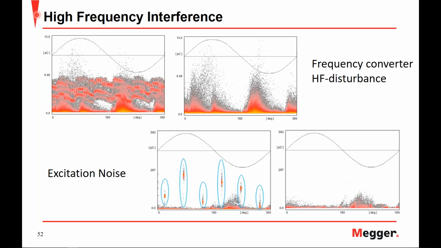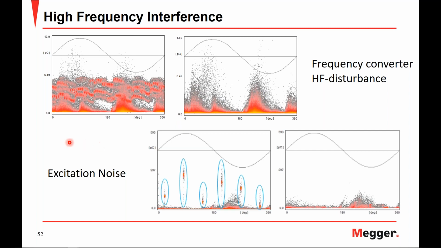Finally, we have an example of high frequency interference, where in the top example, we have high frequency disturbances introduced by a frequency converter on the same grid. And this can be seen in these lines here that are really not indicative of partial discharge activity. Now the image to the right shows that the use of a high frequency current transformer and the gating function can effectively remove the noise from the measurement. As you can see, you get a nice clear pattern.